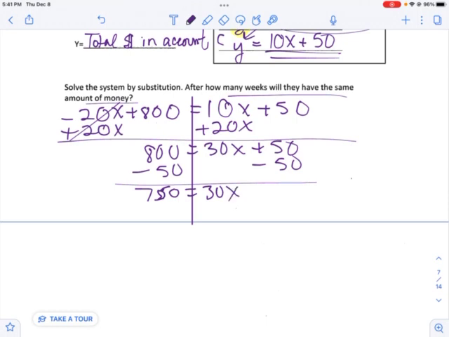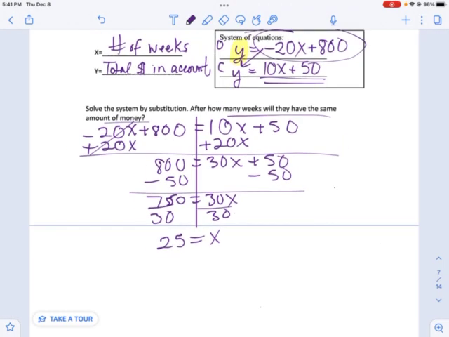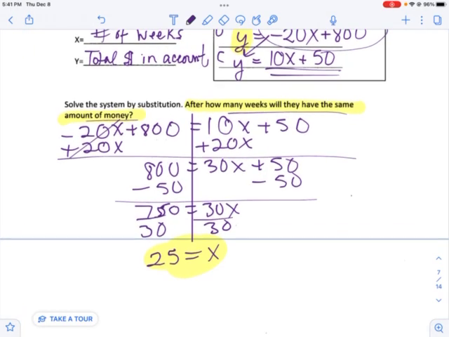If we want to know how much that is, let's go ahead and substitute back into an equation. I'll use the second one this time because there's no negatives. So I have y equals 10x plus 50. I'll substitute 25 in for x. So y equals 10 times 25 plus 50. Y equals 250 plus 50. And y equals 300. So my ordered pair, my solution should be 25, 300.